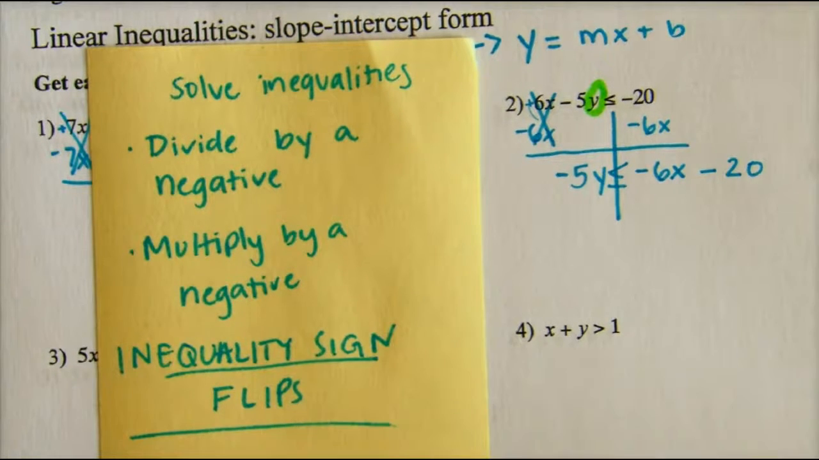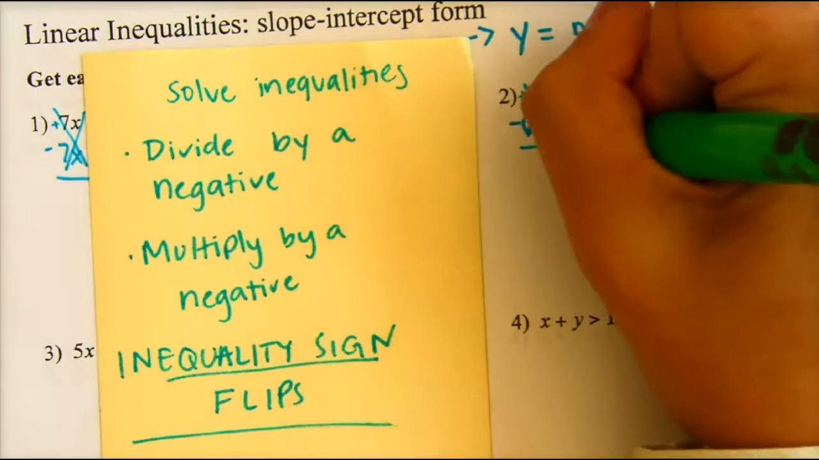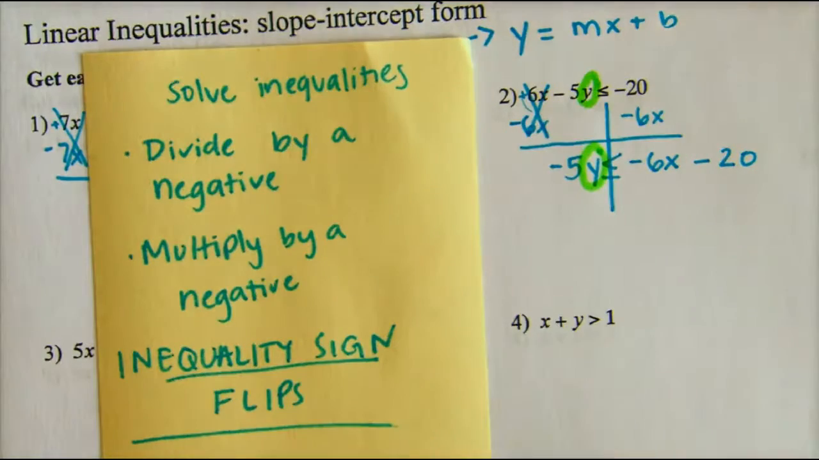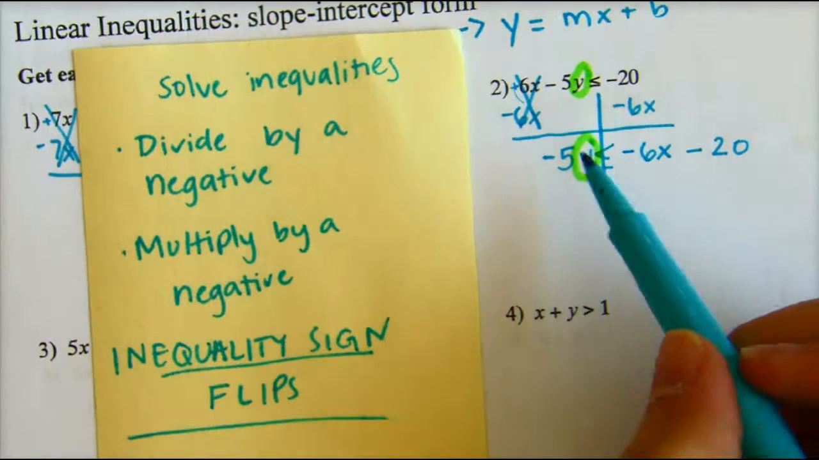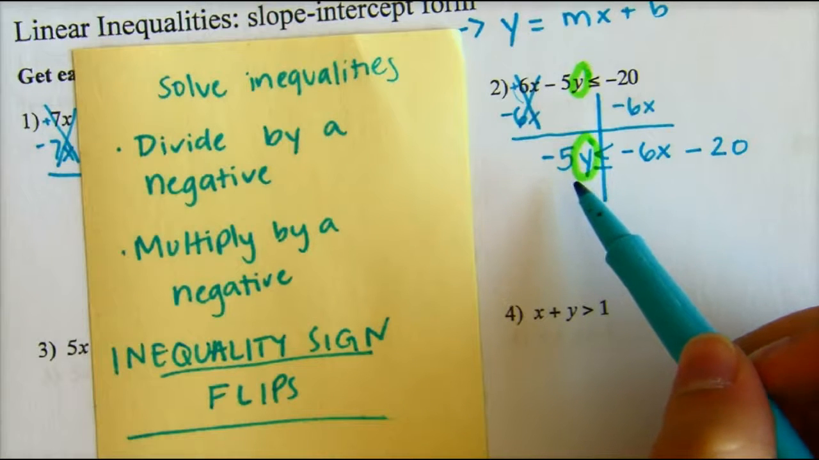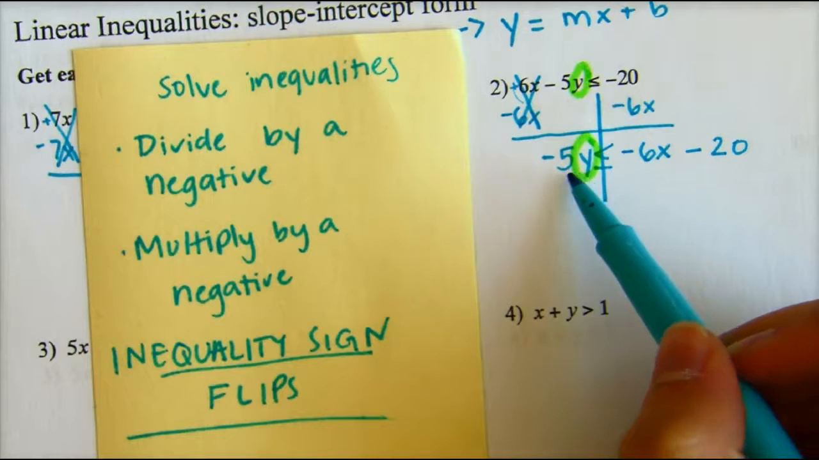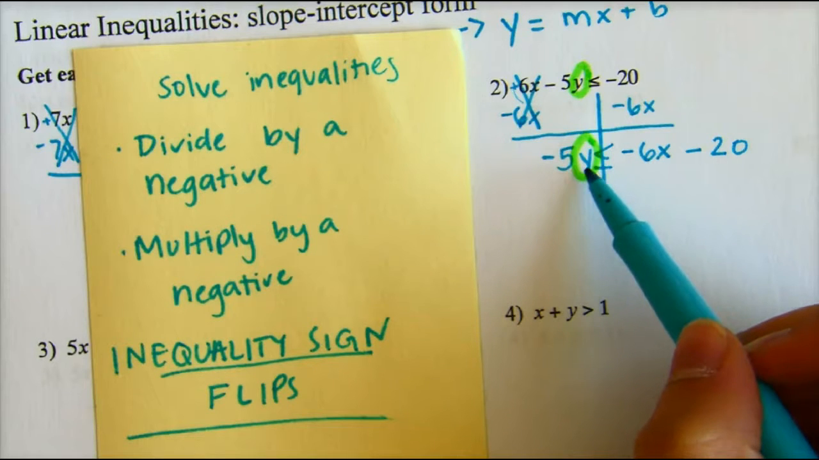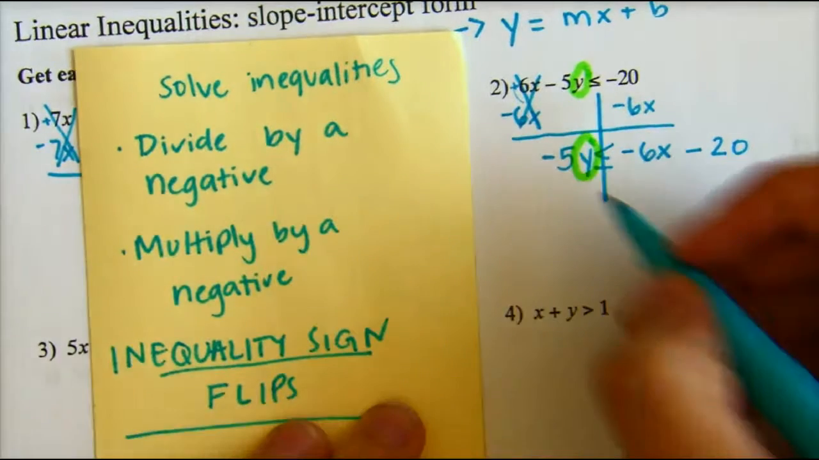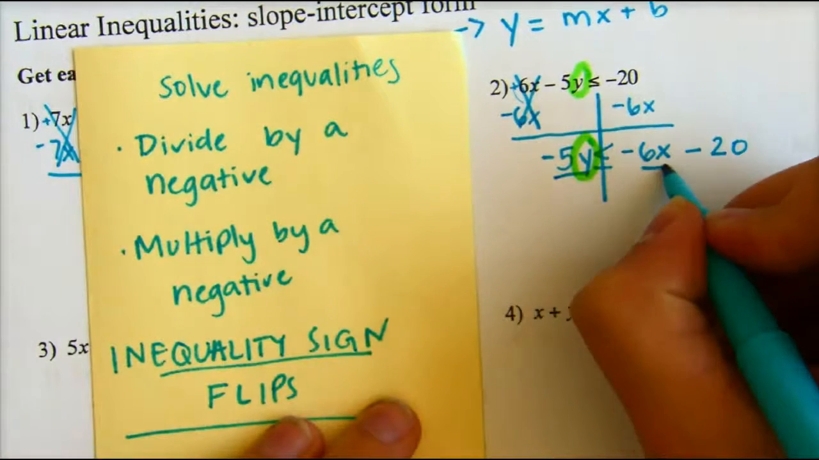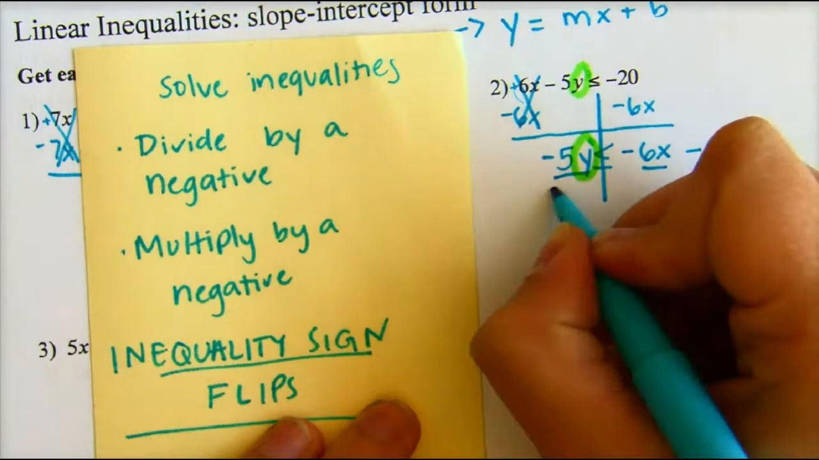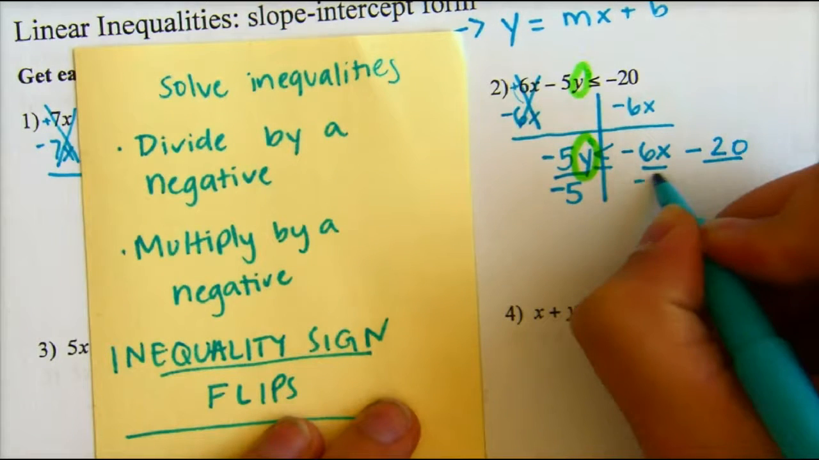Okay, still trying to get y by itself. In front of y, I have a negative 5. So to get rid of that negative 5, since what operation is in between the negative 5 and the y? Oh, right, multiplication. So to get rid of it, I have to divide every single term by that negative 5.